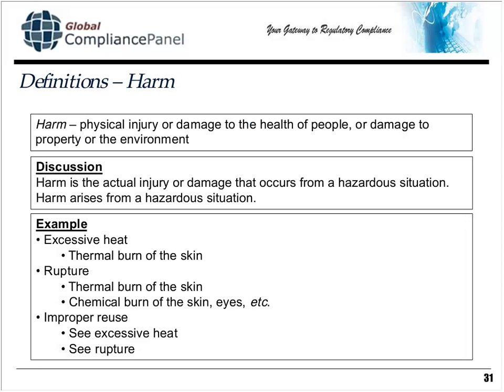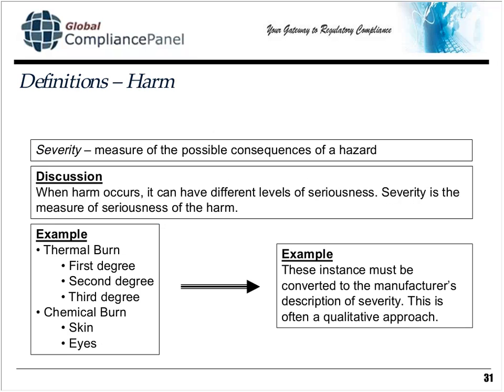There's lots of ways you could get burned, for example, on some medical devices. All right, now we're interested in severity. So this is a measure of the possible consequences of hazard. And so when harm occurs, it has some levels of severity. Now, you as the manufacturer have to define these levels of severity, and we're going to talk about them. And it's usually done qualitatively. You're usually going to have a description that identifies the severity of the harm.